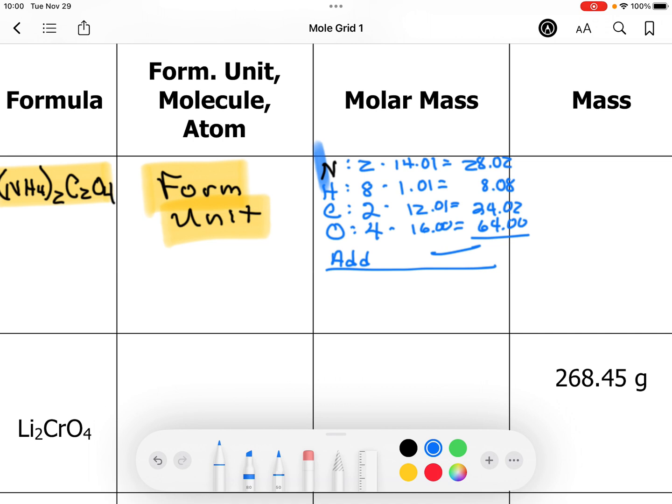And let me grab George's calculator, which I'm using. 28.02 plus 8.08 plus 24.02 plus 64 equals 124.12. And the units for molar mass is grams per mole. It's not very pretty. Grams per mole.